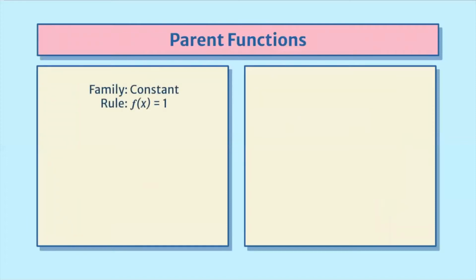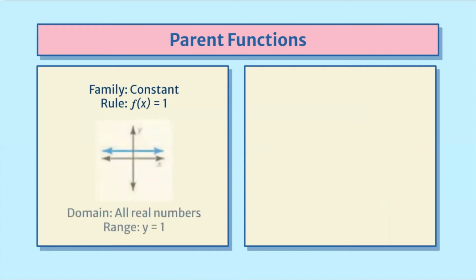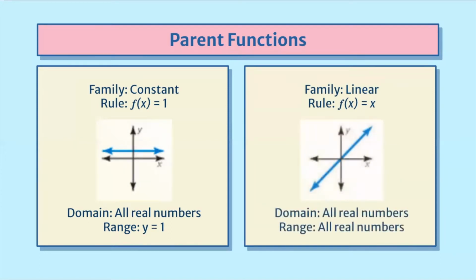So there are four parent functions. The first one we're going to go over is the constant family. The rule is f of x equals 1. And here is what the parent function looks like. The domain is all real numbers, and the range is y equals 1. Next, we have linear functions. The rule is f of x equals x. Domain and range are both all real numbers.